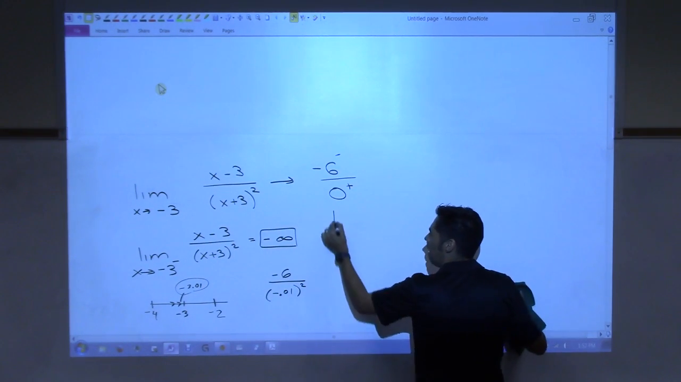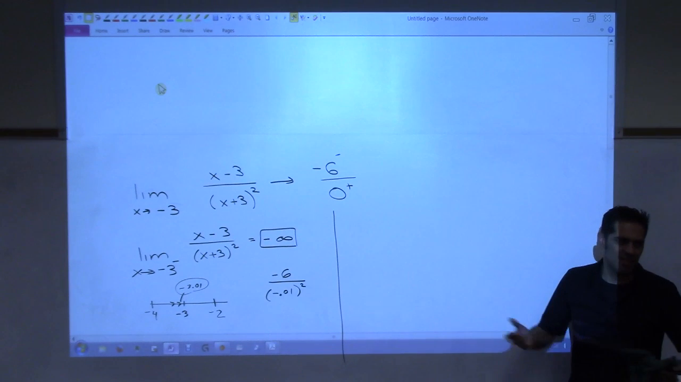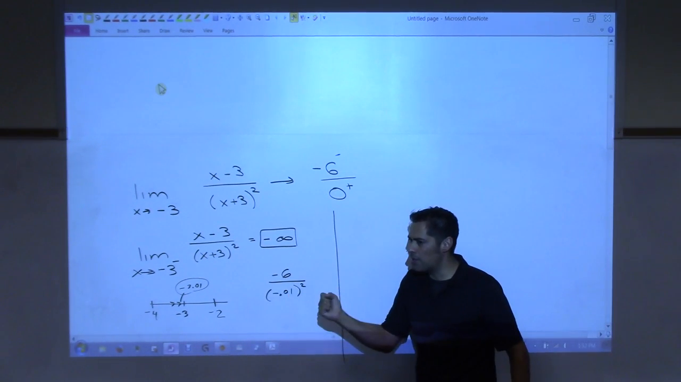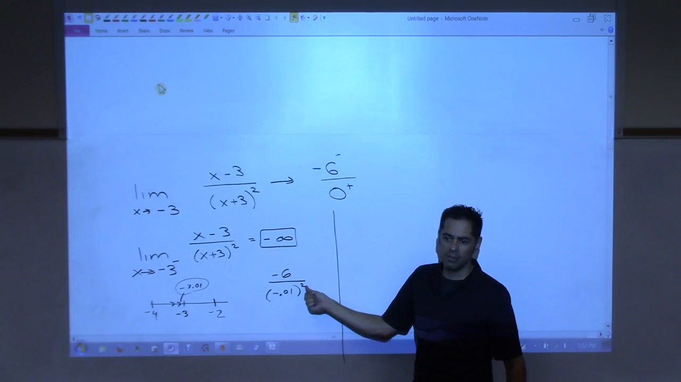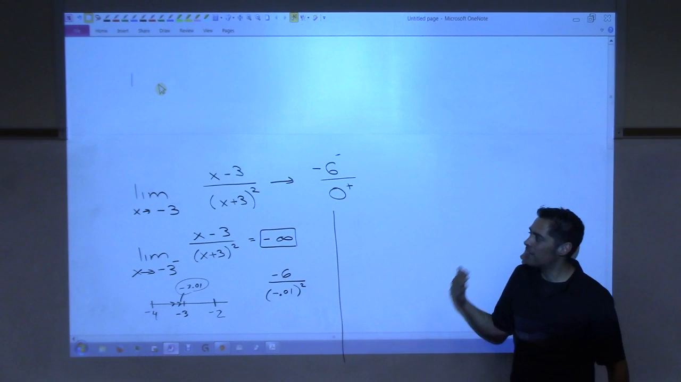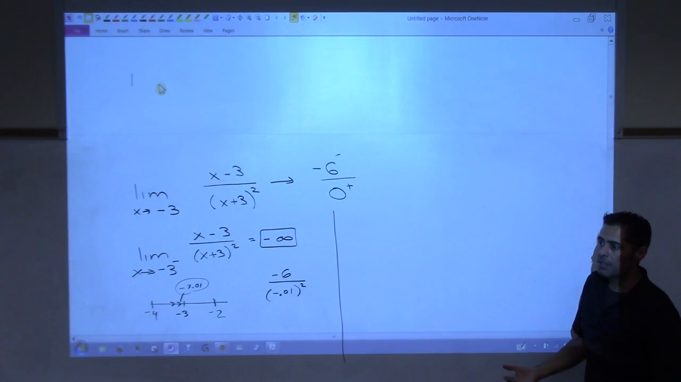Does anyone see what's going to happen when we come in the right side? Yep. It's not going to matter, right? Because again, no matter what I get there, I know it's going to 0, but I'm squaring it. So it's going to be positive again. And the top is going to be negative 6 still, and we're going to get the same answer. The answer is going to be negative infinity for this limit.